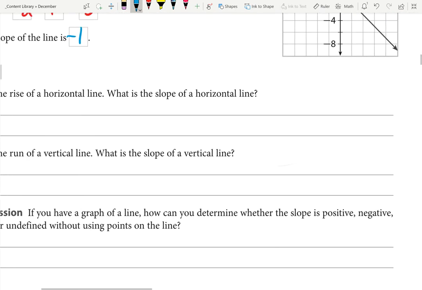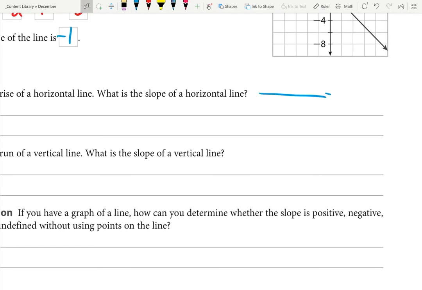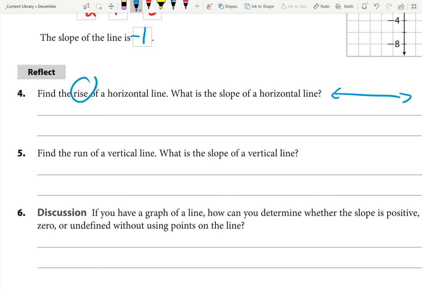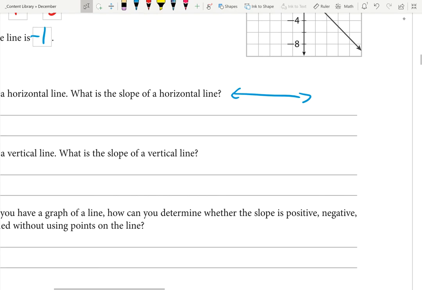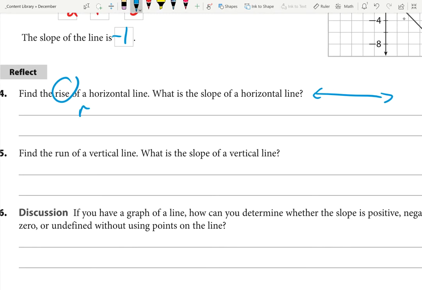So what is the rise of a horizontal line? A horizontal line is a line that goes straight across, right? So what is its rise? Its rise, remember, is how far up or down it goes. Well, if it's a horizontal line, then it doesn't really go up or down, right? So its rise is nothing. Flat line, so rise equals 0.